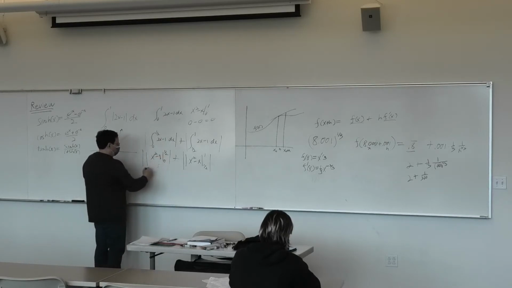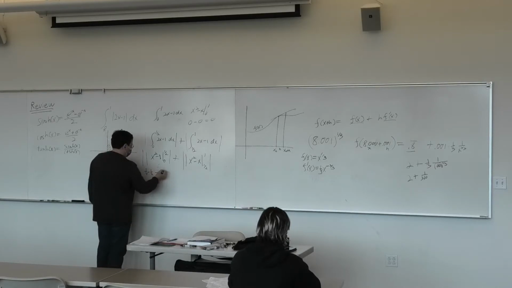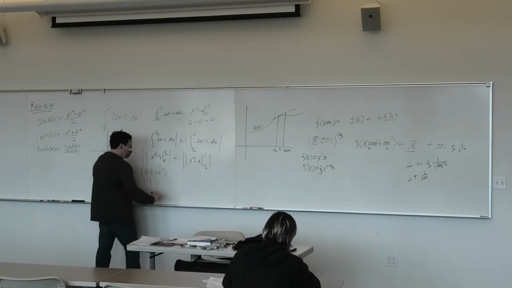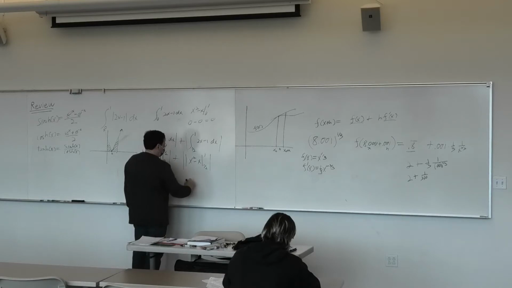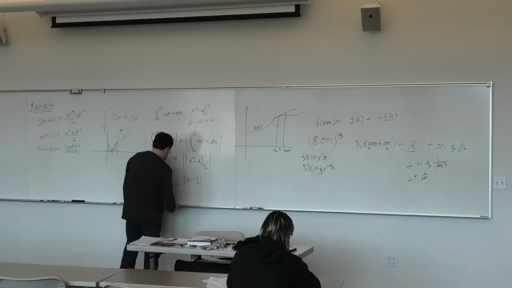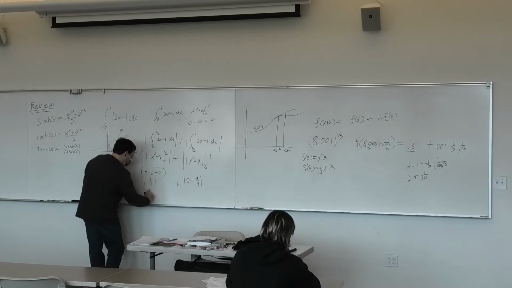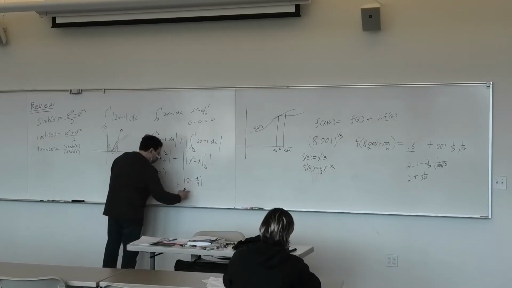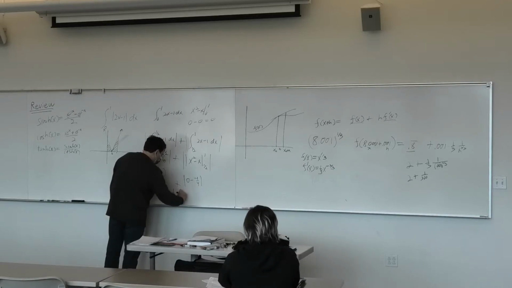All right, so what's this? This is 1/4 minus 1/2 minus 0. That's negative 1/4. And this is zero minus, again, 1/2 minus 1/4 minus 1/4. So here we end up with 1/4, and here we end up with 1/4. So we just get 1/2.